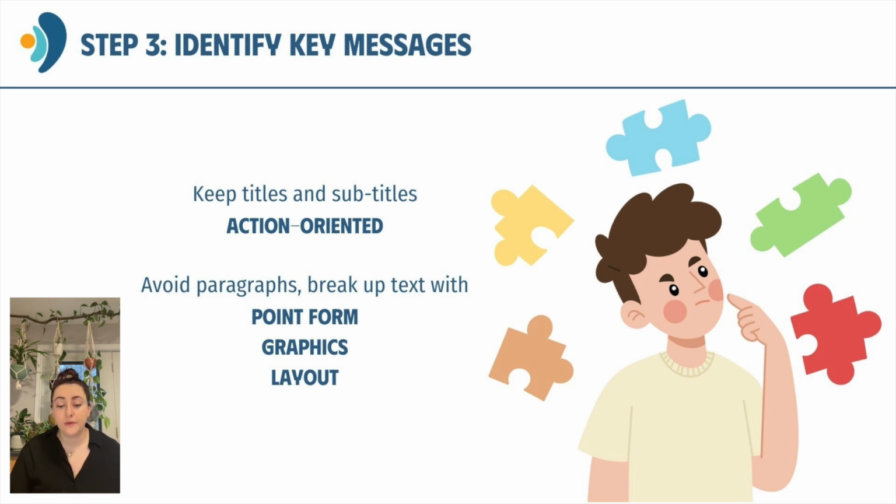You also want to avoid paragraphs and break up text with different components. And these different components can be graphics. So for example, separating sections with boxes or having lines separate important sections. You also might consider using point form rather than block text. So think about ways to cut down the text as much as possible. And of course, layout can be used to also separate. So for example, using white space appropriately to separate 2 contents of text.